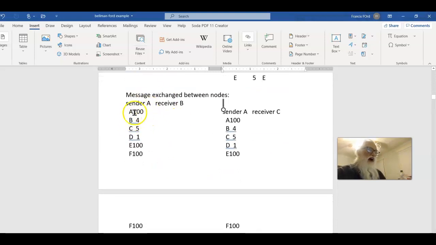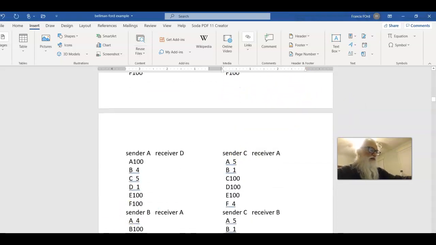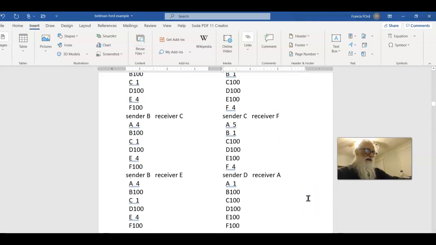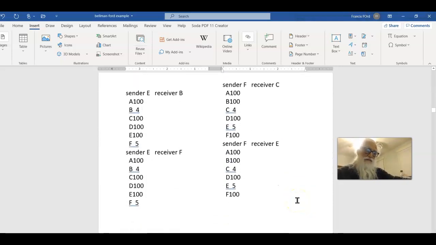So I don't care about A to A. A to B is 4. A to C is 5. A to D is 1. I don't have a way to E. I don't have a way to F. That's 100. Now, A to C, I sent the same information. A to D, the same information. C to A, now I had to copy C's table from what I had. And I did this. There are 36 of these. No, pardon me. There are 30 of these. So you can see where it gets complicated fast.